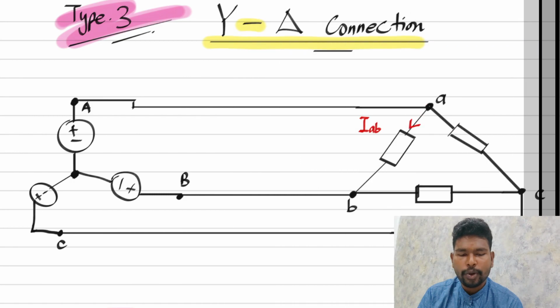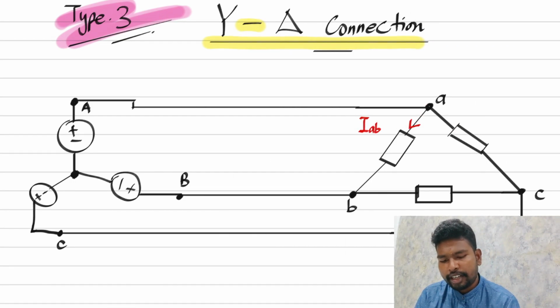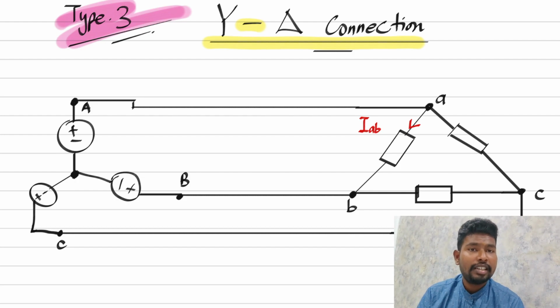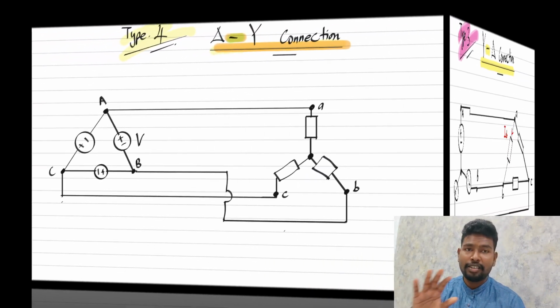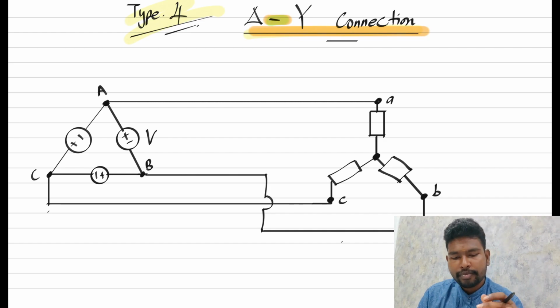Now let's look at the Y-delta connection, meaning the generator is connected in Y and the load is connected in delta. The same goes for delta-Y, which is just a mirror of the previous type 3, star-delta. The only difference is that the delta is now the generator and the star is the load.